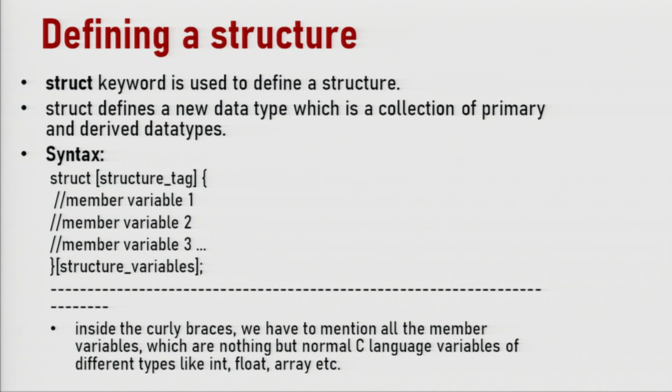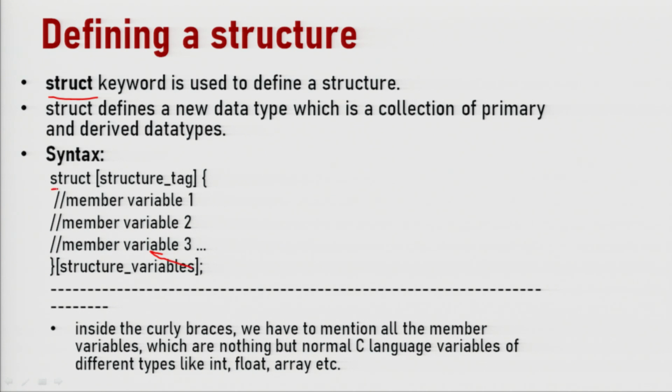Now, see how we can define a structure. To define a structure in C, a very special keyword is used: struct. The struct keyword is used to define the structure. So, struct defines a new data type which is a collection of primary as well as derived data types. Just see here how we can write the syntax for a structure.